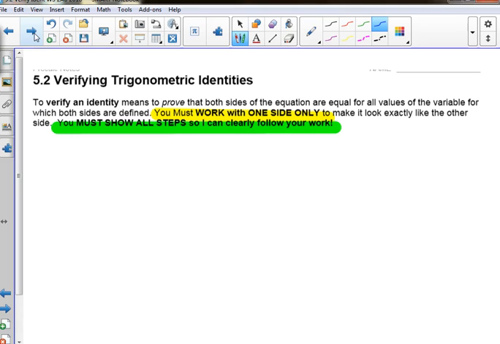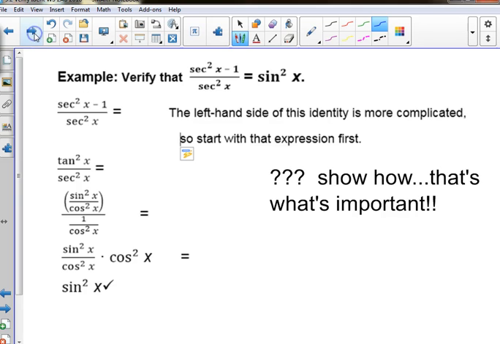And the other thing is, this is about verifying. It's like a proof in geometry. Do you remember when you had to do side angle side and you had to throw in that stupid reflexive step and you were like, oh my gosh, really? We have to? Yes. Okay. This is the same thing. You need to show me a clear set of steps. Don't skip steps. All right. This says, questions show how. That's what's important.